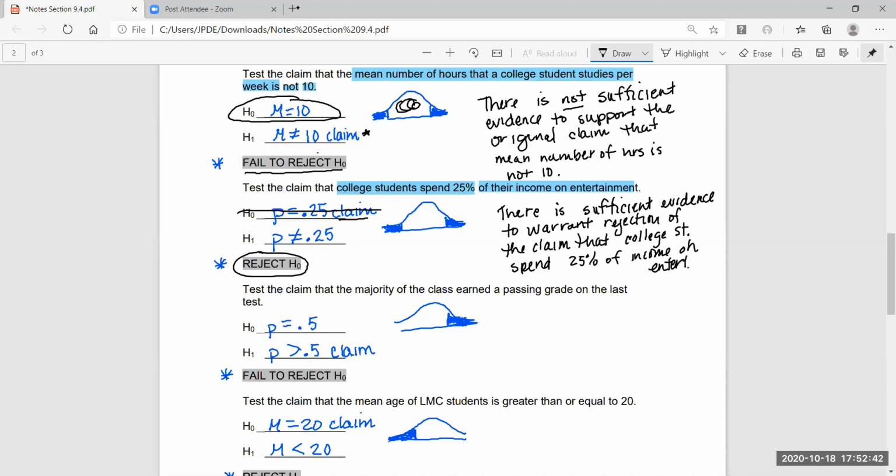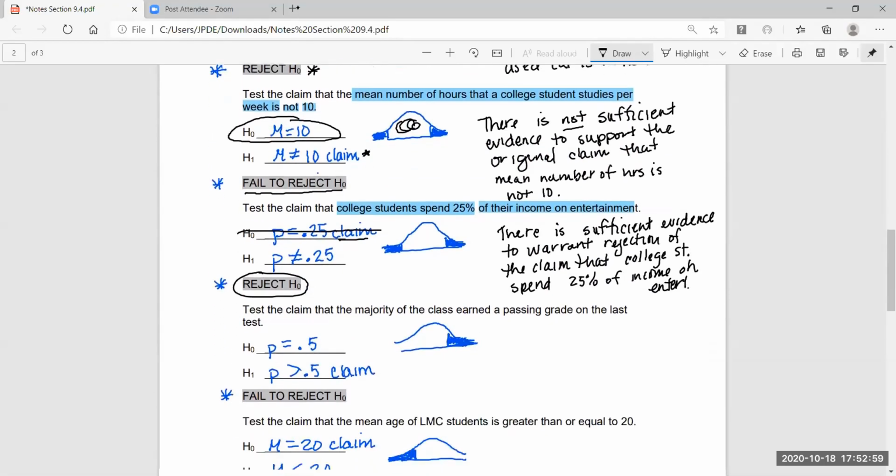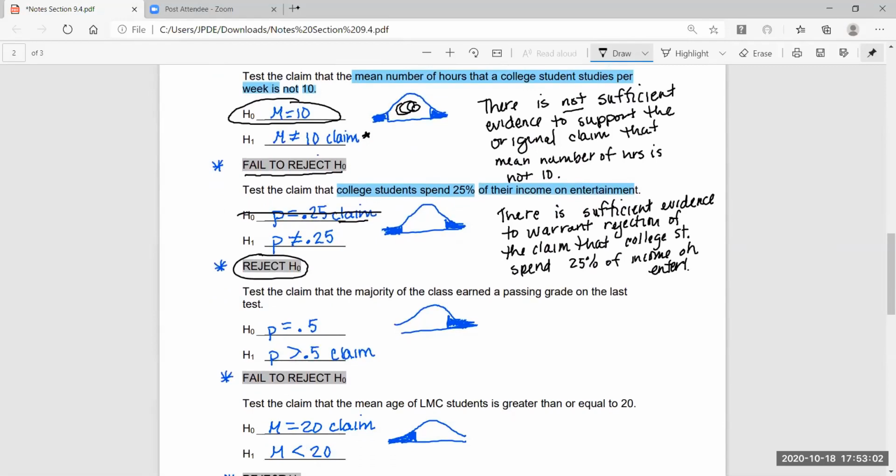Okay. When I grade these, a lot of times I look for key phrases like sufficient evidence to warrant rejection or sufficient evidence to support the claim. That helps me. In the beginning, though, it's really good for you to write it all out. I know it's a little time consuming, but it also helps you figure out what you just did. Remember at the beginning, I said there's a lot of steps, and a lot of times you get into the steps, but you lose the big picture. This kind of brings it all together. Why did we do this hypothesis test? What did we find out?